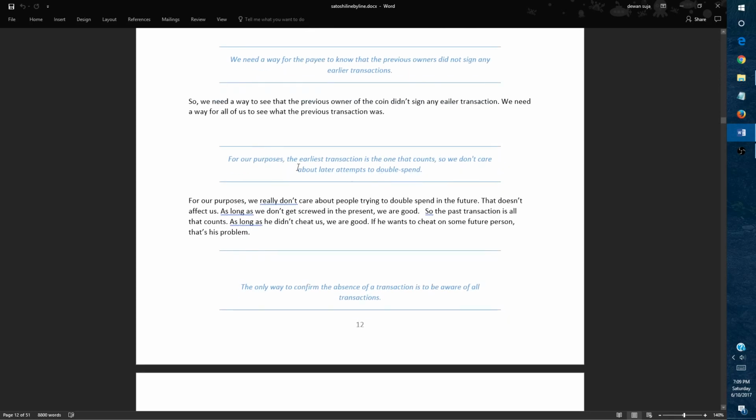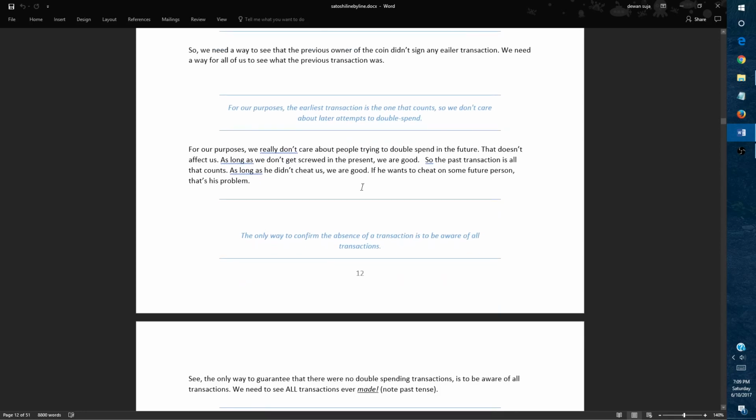For our purposes, the earliest transaction is the one that counts. We don't care about the later attempts to double spend. So what he's saying is, we don't really care about people trying to double spend in the future. That doesn't really affect us. As long as we don't get screwed over in the present, we're good. So the past transaction is all that counts. As long as he didn't cheat us, we're good. Everything's Gucci. If he wants to cheat somebody else in the future, that's his problem.